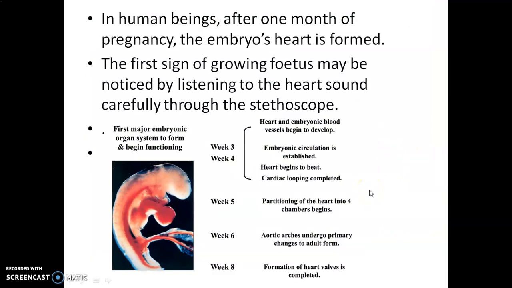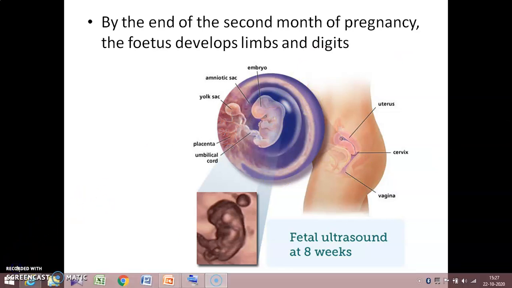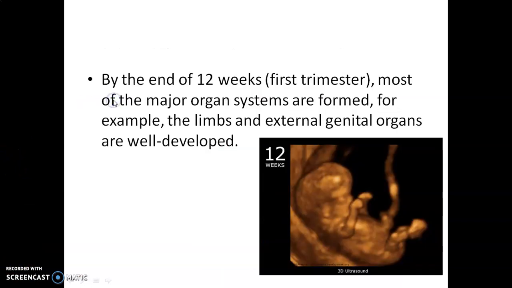And in human beings, after 1 month of pregnancy, the embryo's heart is formed. The first sign of a growing fetus may be noticed by listening to the heart sound carefully through the stethoscope. By the end of the 2nd month of pregnancy, the fetus develops limbs and digits. It is very clear from this diagram, the development of limbs and digits, right? Then, by the end of 12 weeks, the first trimester, most of the major organ systems are formed. For example, limbs and external genital organs are well developed.